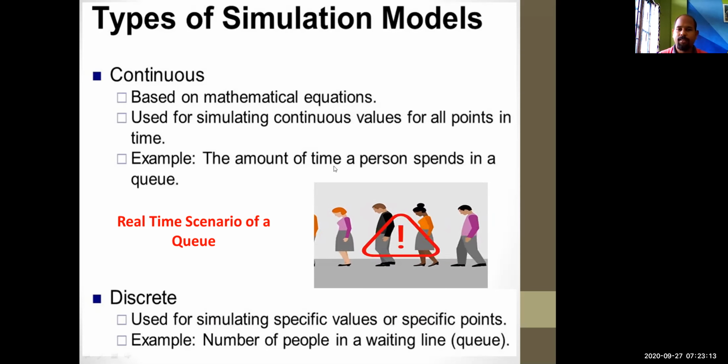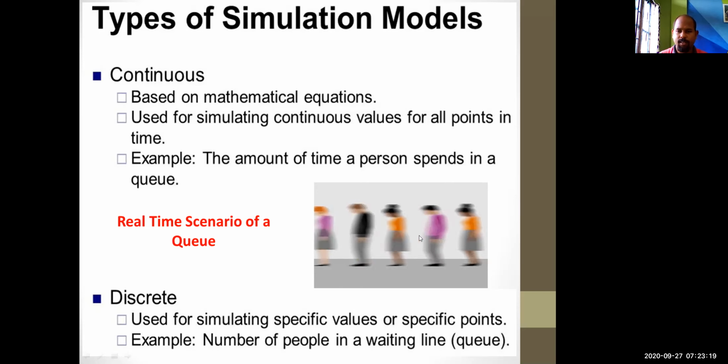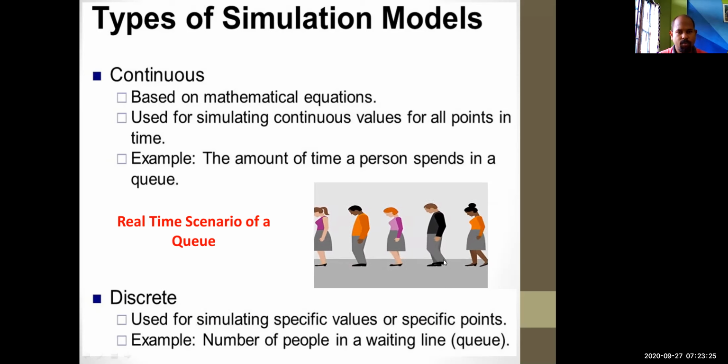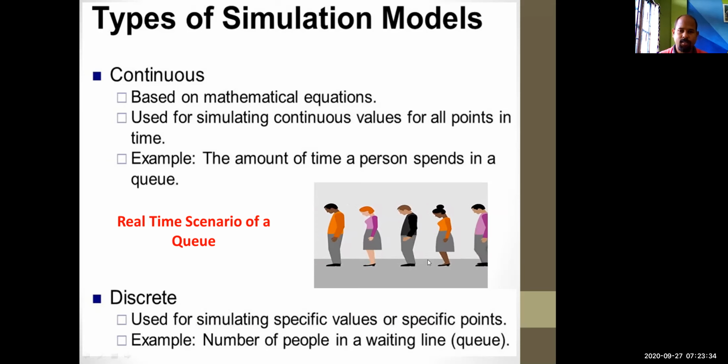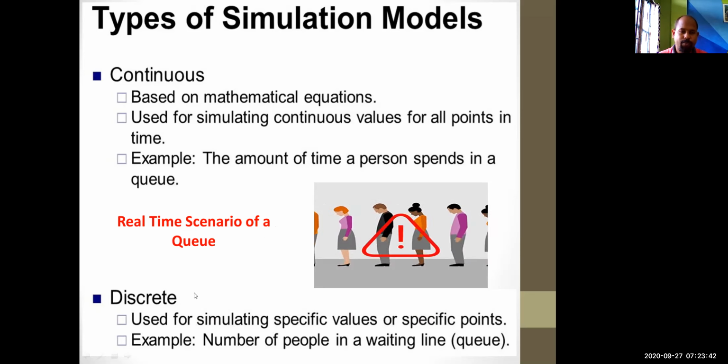For example, the amount of time a person spent in a queue. In any queue, you can see here in this animated picture, people are standing in the queue, and each and everybody is spending some time in the queue. So that is a continuous process. It's continuously going from one end to another end. So this is the real-time scenario of a queue.